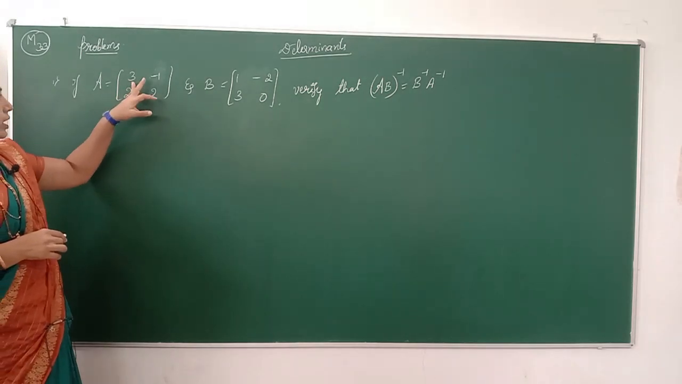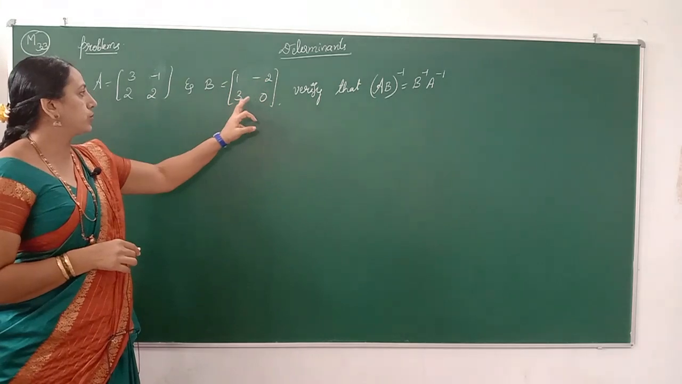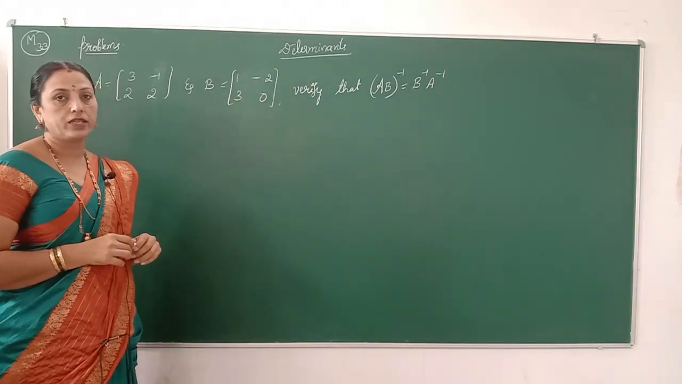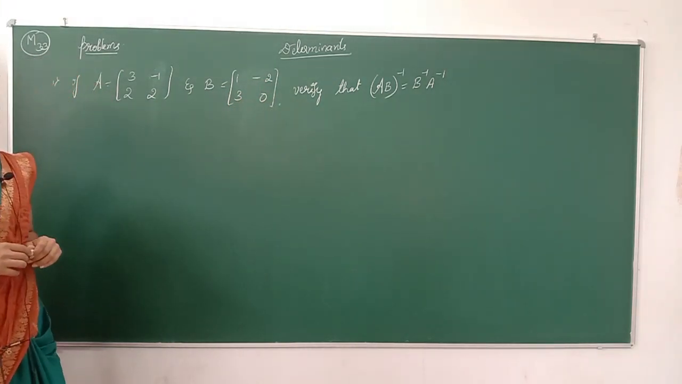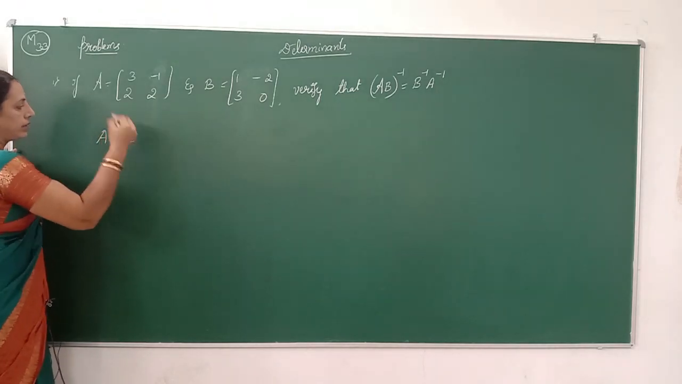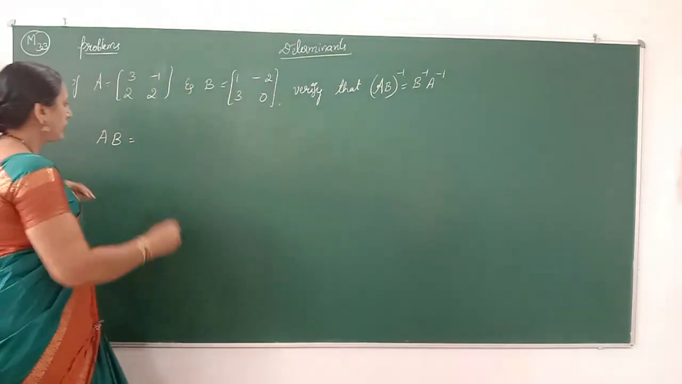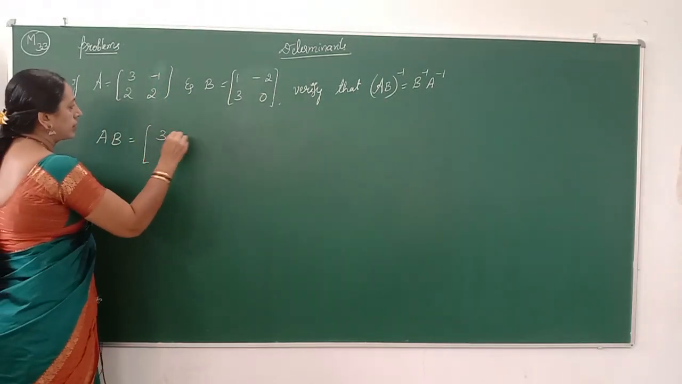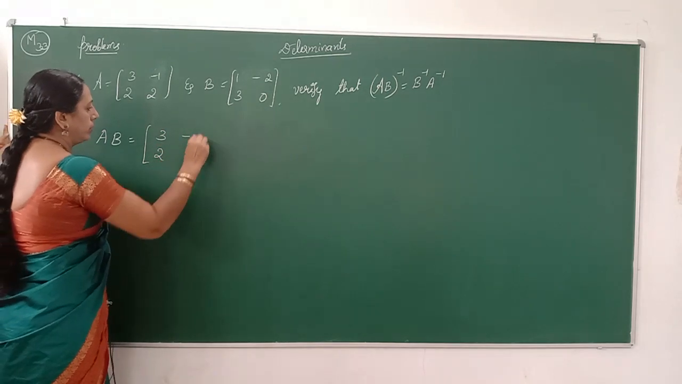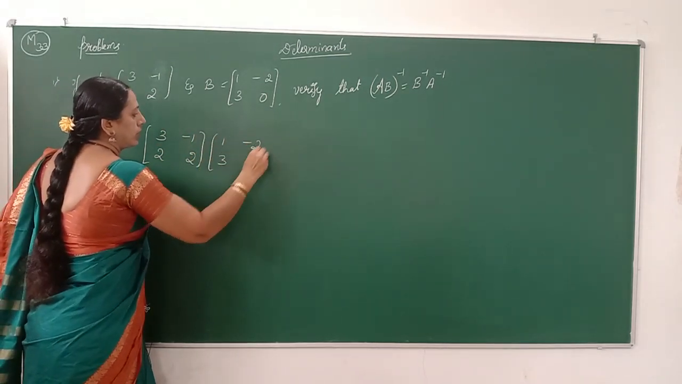If A equals [3, -1; 2, 2] and B equals [1, -2; 3, 0], then verify that (AB) whole inverse is equal to B inverse into A inverse. Now first we will consider A into B, one part of the LHS. Elements of A, [3, -1; 2, 2], into elements of B, [1, -2; 3, 0].